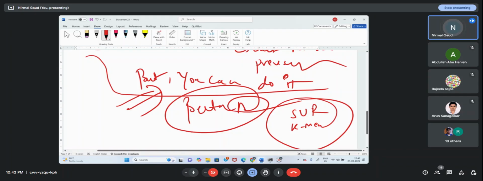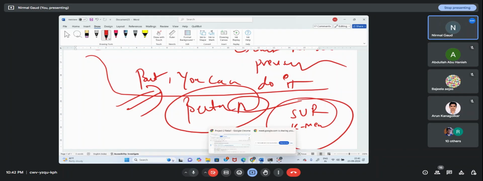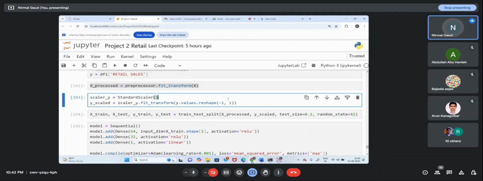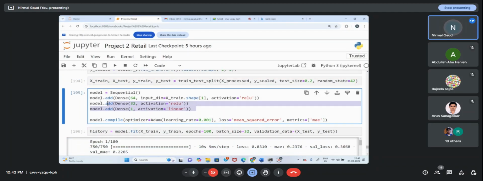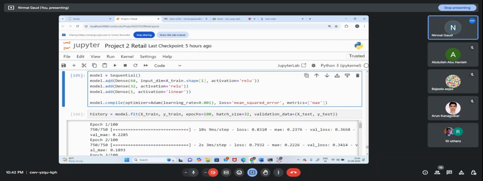Just copy this code and paste it there. That's it. So I scaled my Y also. I did the train test split, and this is the model I created. This is the architecture I created, a very simple architecture. I took a sequential model with three dense layers. In one layer I took 64 neurons, in one layer 32 neurons, and in one layer only one neuron, because this is the output.